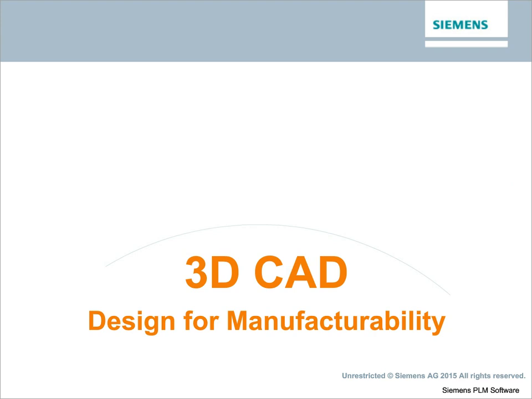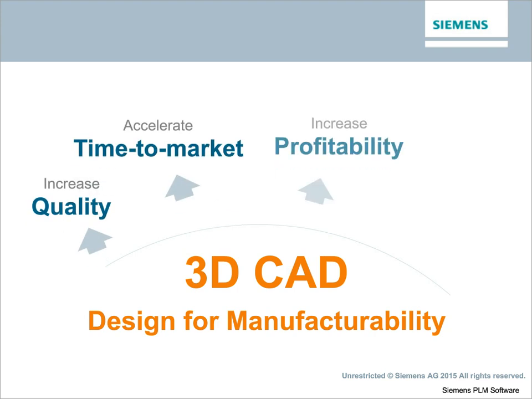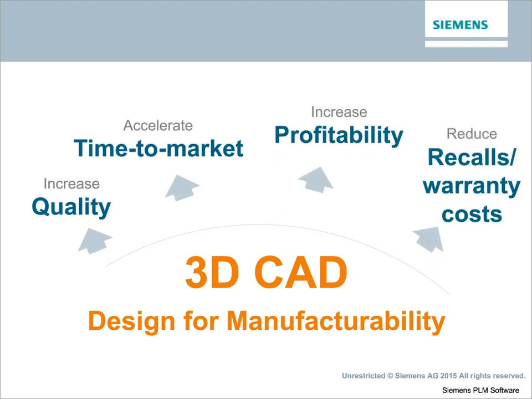In today's competitive marketplace, best-in-class companies use powerful product design software to foster collaboration between product design and manufacturing. By taking manufacturing issues into consideration during the initial design phase, companies will increase the quality of the products they produce, accelerate time to market, increase their profitability, and reduce costly recalls and warranty obligations.